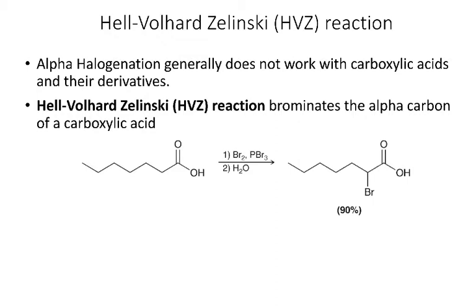Okay, so alpha halogenation generally doesn't work with carboxylic acids and their derivatives, at least when we use a halogen in the presence of an acid catalyst. Now, it has been discovered that I can brominate the alpha carbon of a carboxylic acid if I react the carboxylic acid with bromine in the presence of PBr3. I'm not going to go through the mechanism. If you're interested, the textbook has a little bit more details. I think this is just maybe a useful reaction that you could add to your toolbox.